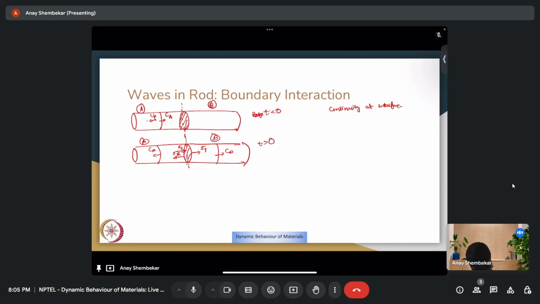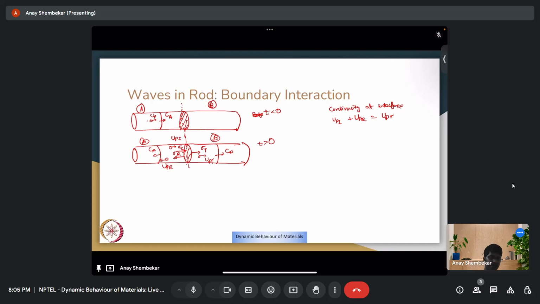I should actually write the particle velocities also: UPI, UPR, UPT. Continuity at the interface means that the displacements will be matching, which also means that the particle velocities will match, which gives us UPI, this UPR, this UPT.